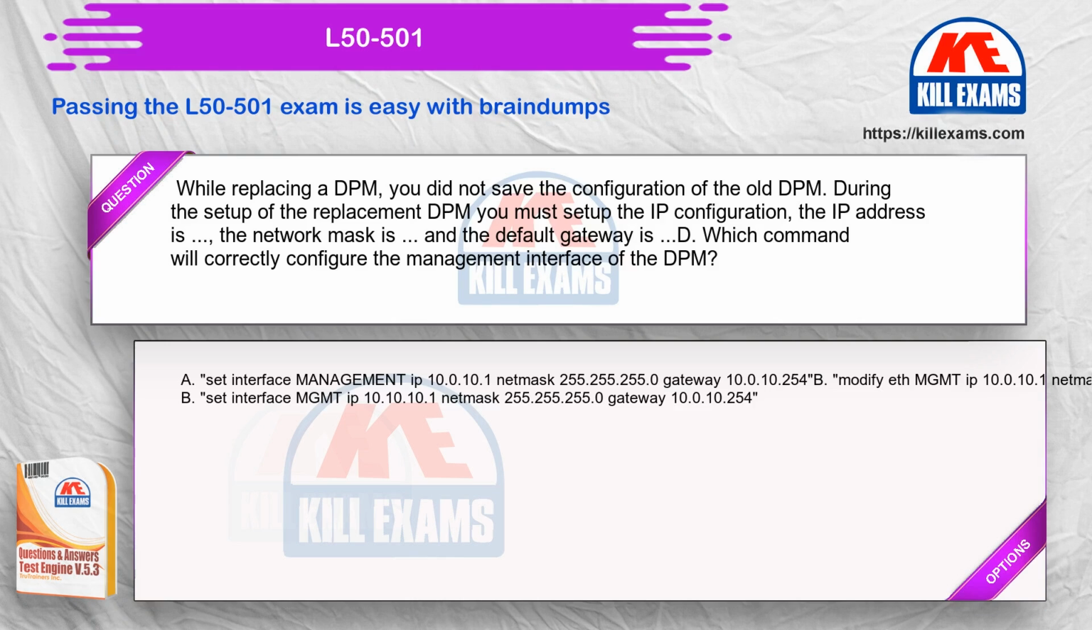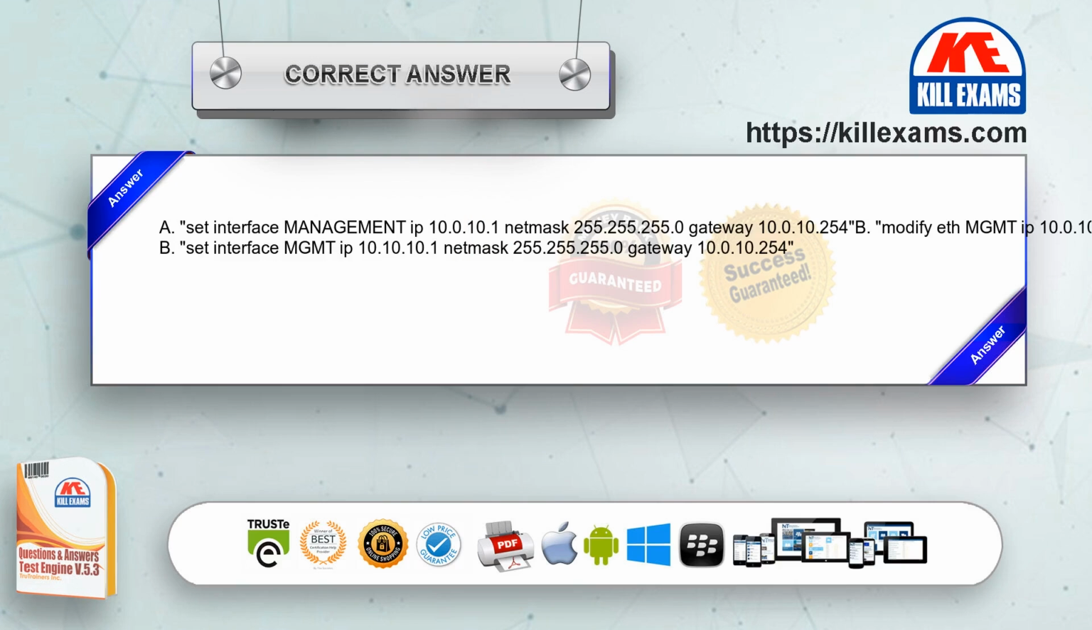Option C. Modify management IP 10.0.10.1 netmask 255.255.255.0 gateway 10.0.10.254. Option D. Set interface MGMT IP 10.10.10.1 netmask 255.255.255.0 gateway 10.0.10.254. The correct answer is option B.